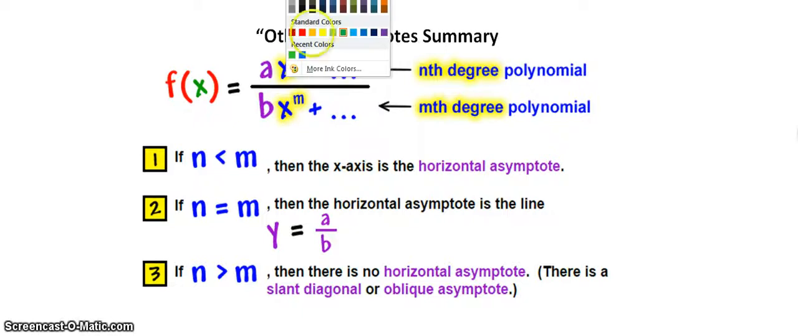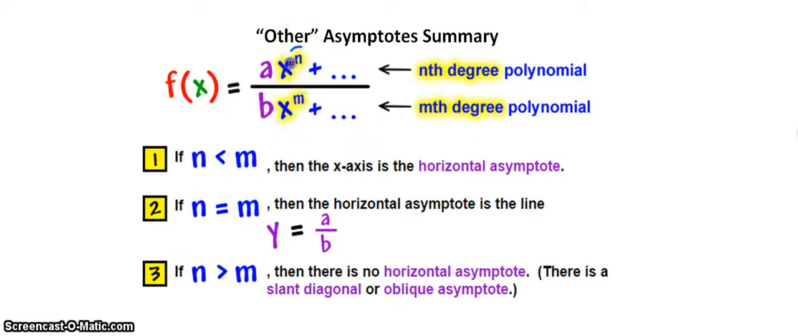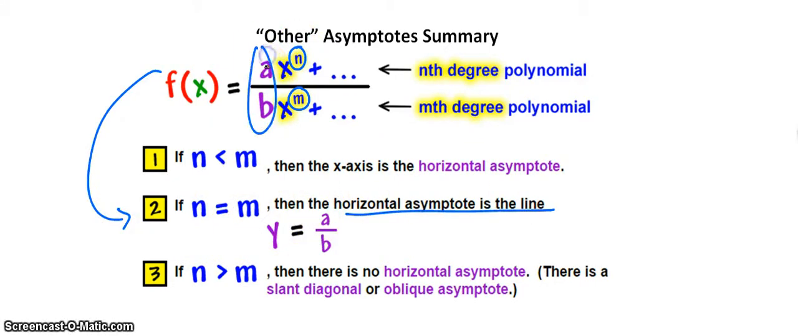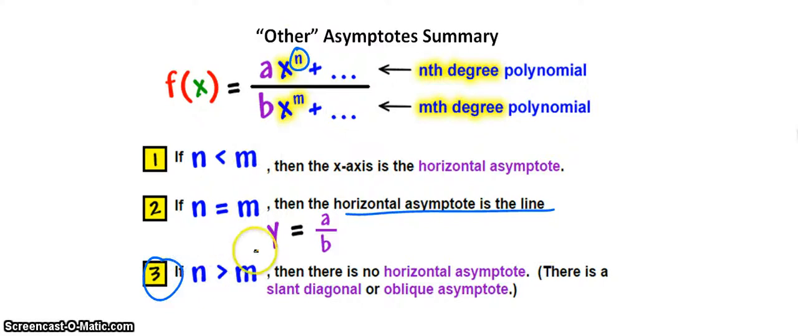So the case we are right now is where the degree of the numerator is the same as the degree of the denominator. That's case 2. Then you'll have a horizontal asymptote at the line y equals a over b, where a and b are the lead coefficients. There are 2 other cases. One is if the degree of the numerator is larger, which is case 3, n is greater than m. And the third case is when the degree of the denominator is larger, which is case 1.